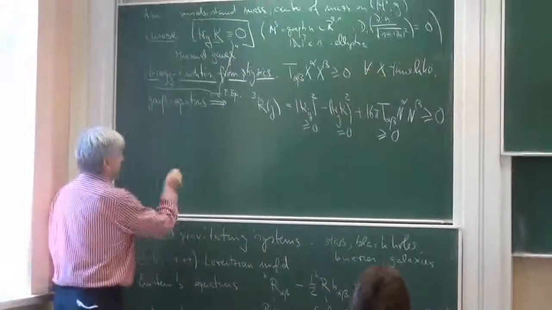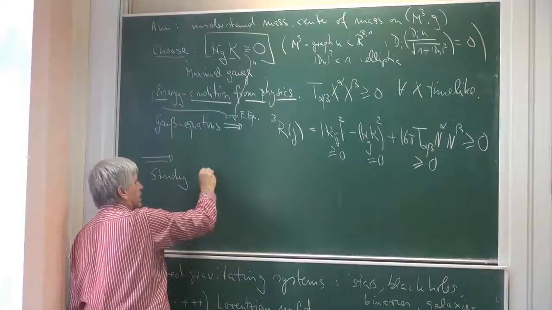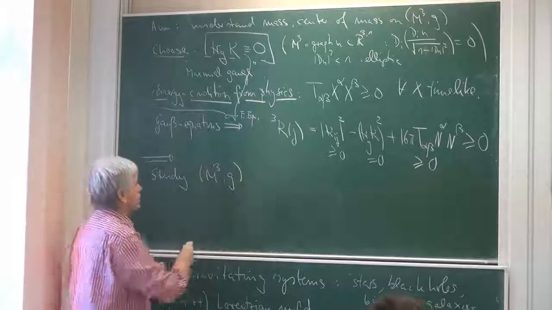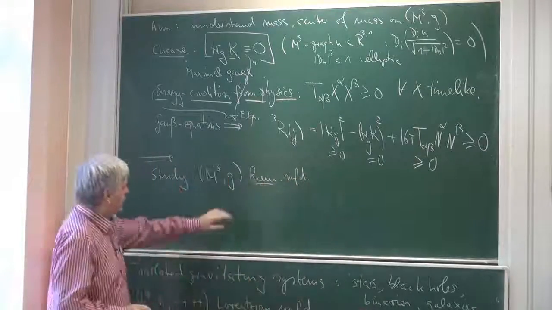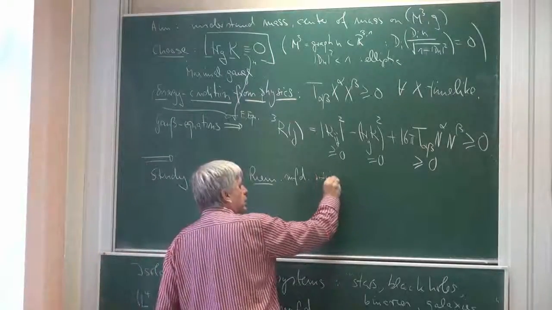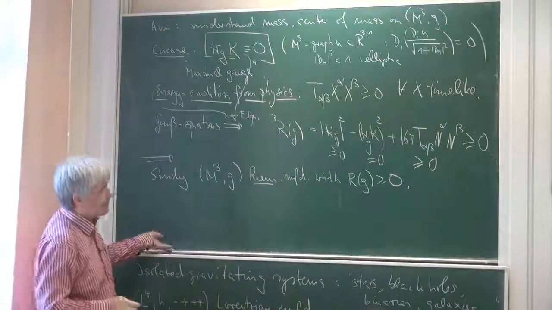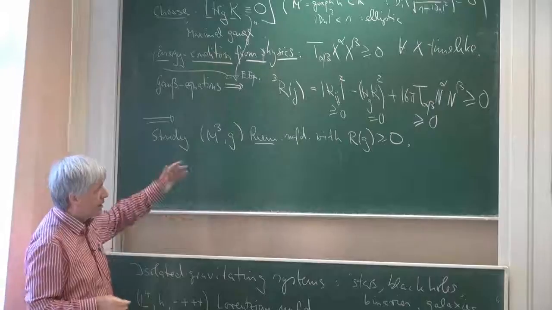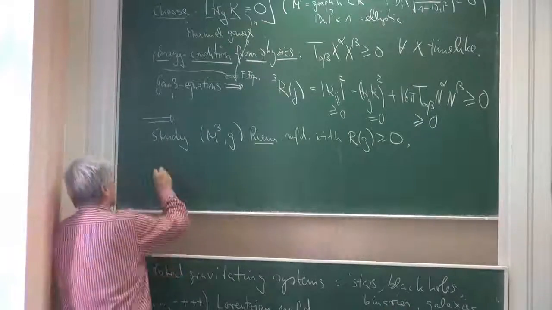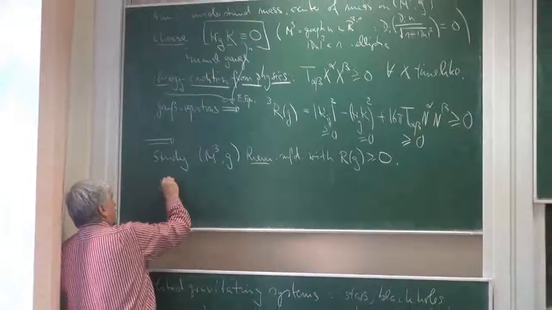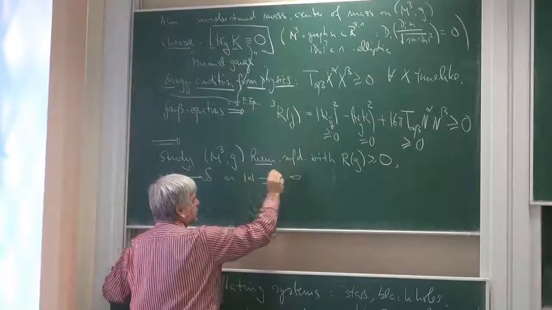So from all this, I now have the task. I want to study a three-manifold, a Riemannian three-manifold. So not Lorentzian, this is now Riemannian, with scalar curvature, this is a three-dimensional scalar curvature, greater or equal to zero. And I assume that because it's an isolated system, near infinity it looks like flat space. So I assume that g of x approaches the standard metric as mod x tends to infinity.